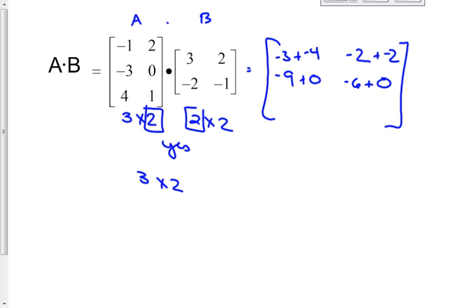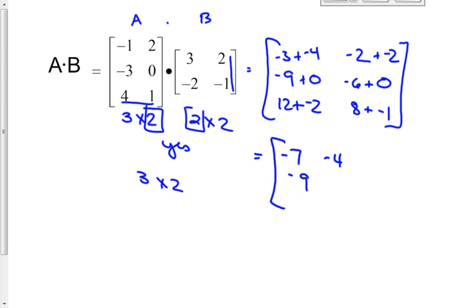We go to the third row, first column. 4 times 3 plus 1 times negative 2. Done with the first column. Third row, second column. 4 times 2 plus 1 times negative 1. And now we just put the whole thing together. Negative 7, negative 4, negative 9, negative 6, 10, 7. And there is your 3 by 2 matrix multiplication answer matrix.